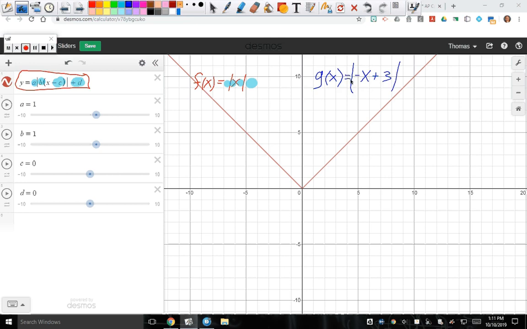The absolute value of negative x plus 3. Okay? How many transformations do you think exist right now? 2. There are 2 transformations. What are they? Are they A, B, C, or D? B and C. So you know that there are two transformations that are occurring right now, and this is one example, and they're right here and here.